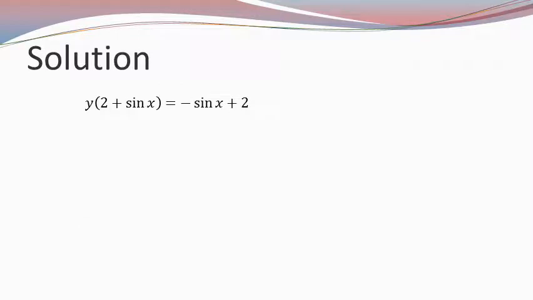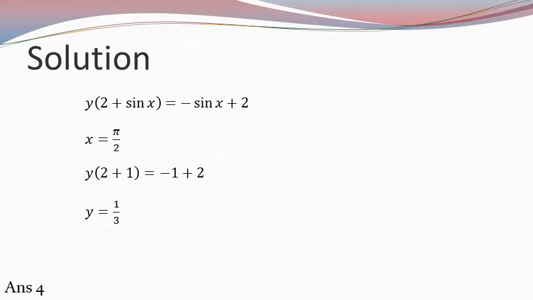So putting the value of c back into the solution, we find that this is what we get. We need to find out the value of y when x is equal to pi by 2. So putting x equals pi by 2 and knowing that sine pi by 2 is equal to 1, we get this, which means y is equal to 1/3. So the correct answer is option 4.